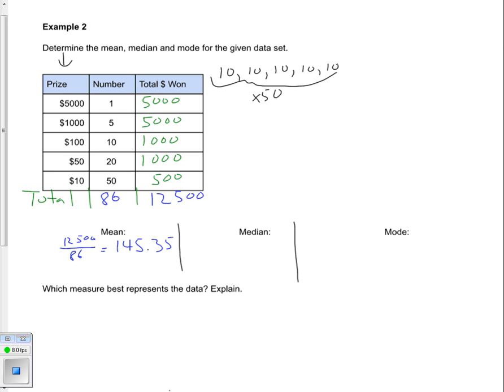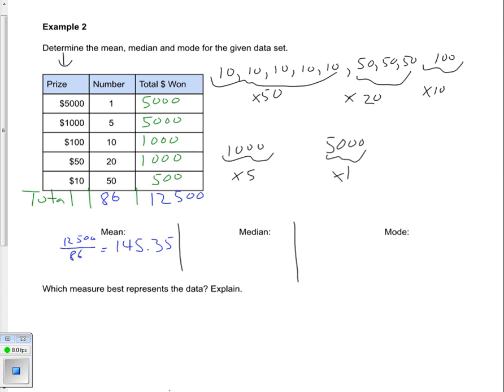We know that there's 20 people who won $50. So 50, 50, 50, and that happened 20 times. That's 70 tickets right there. We know that there's 10 people who won $100. We know there's 5 people, I'm going to have to come down here, so 1,000, that was won by 5 people. And then finally, there's 1 ticket that won $5,000.